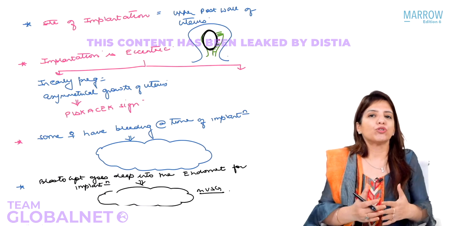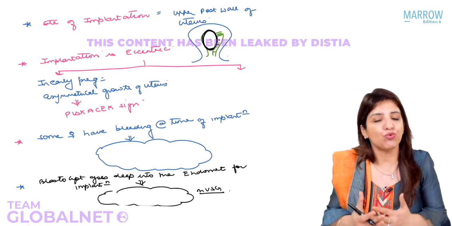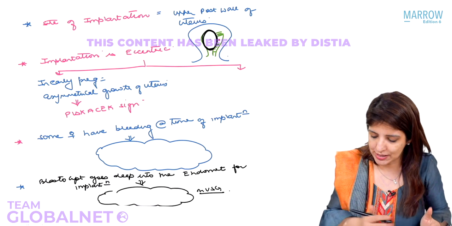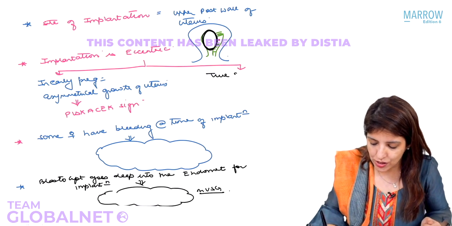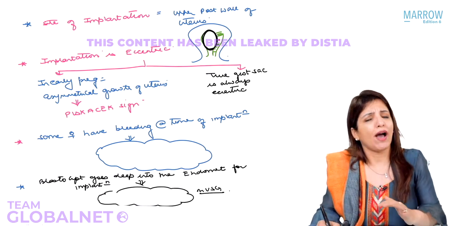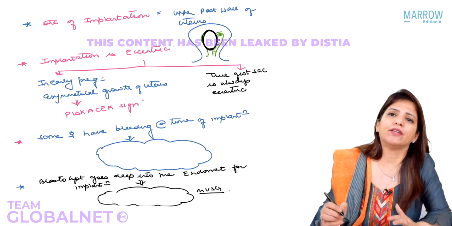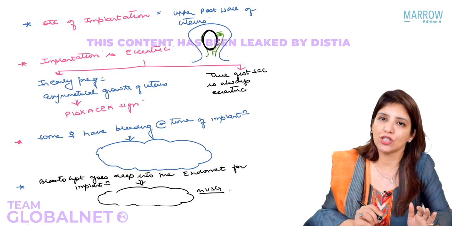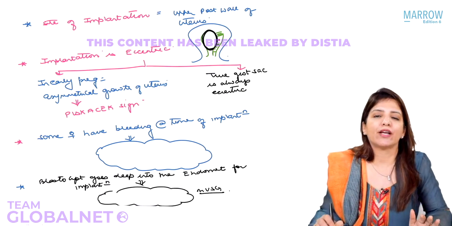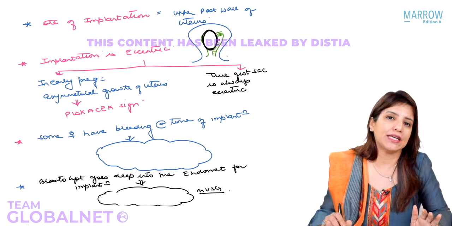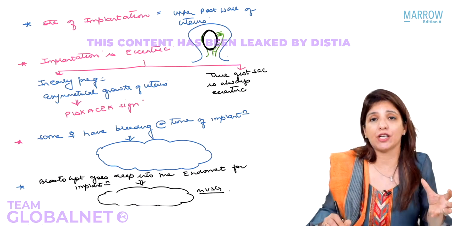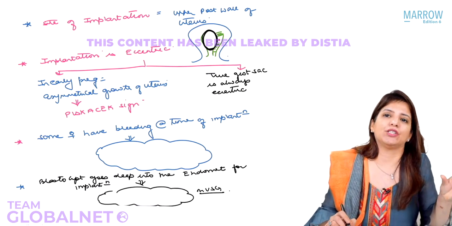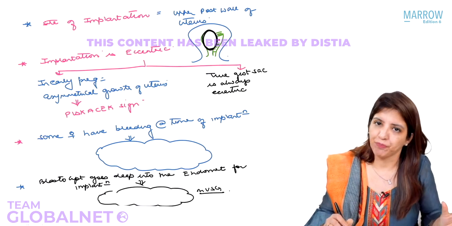So, one very important way of distinguishing between a true gestational sac and a pseudo-gestational sac is that a true gestational sac is always eccentric. If you haven't understood this just now, you will understand it a little later on when I talk to you again about true gestational sac and pseudo-gestational sac. As of now, remember that a true gestational sac will always be eccentric. Wherever implantation has happened, there only the gestational sac will be formed, right?